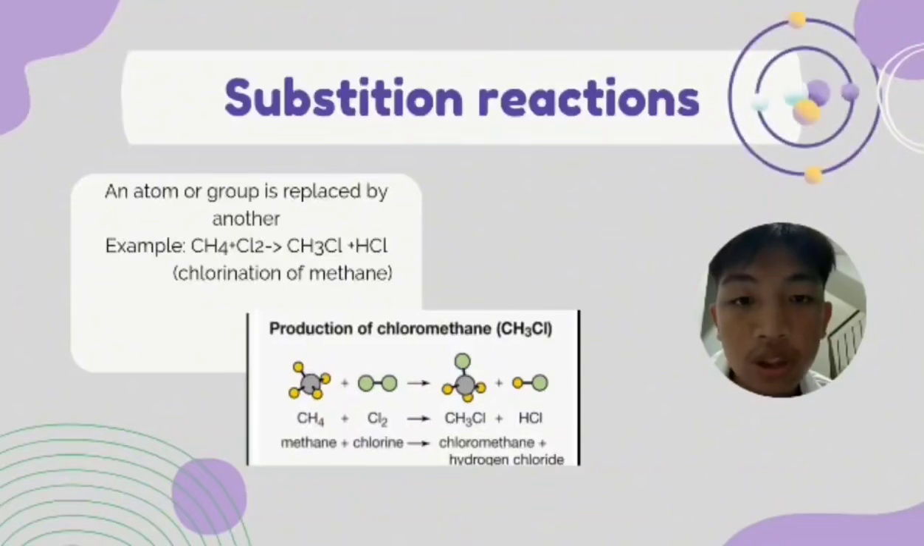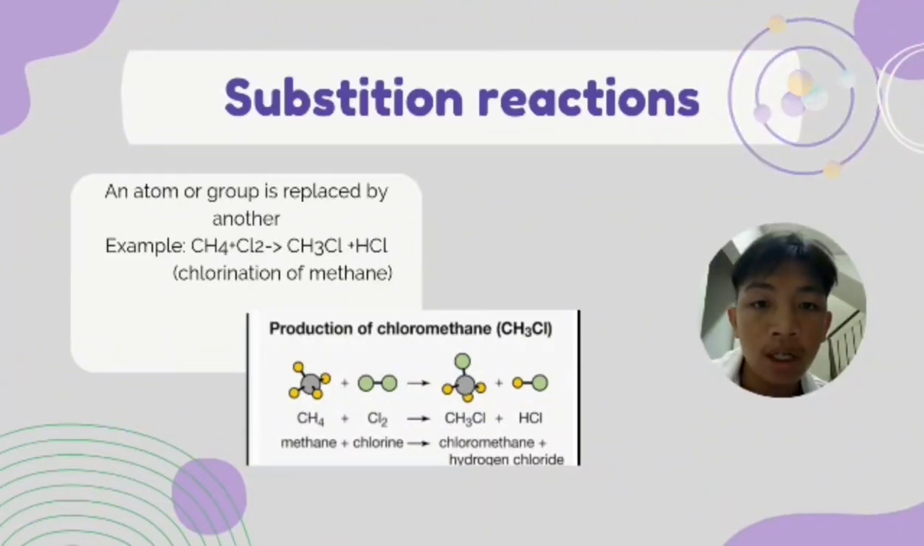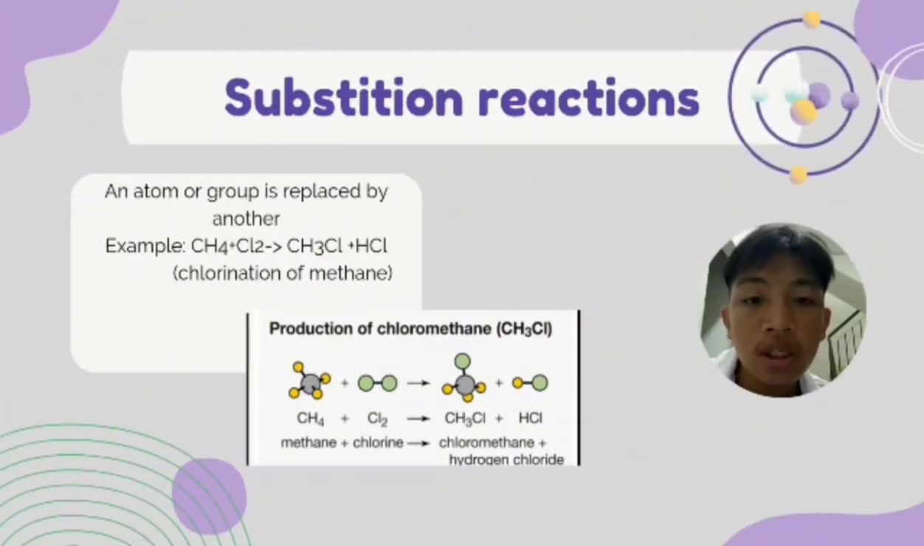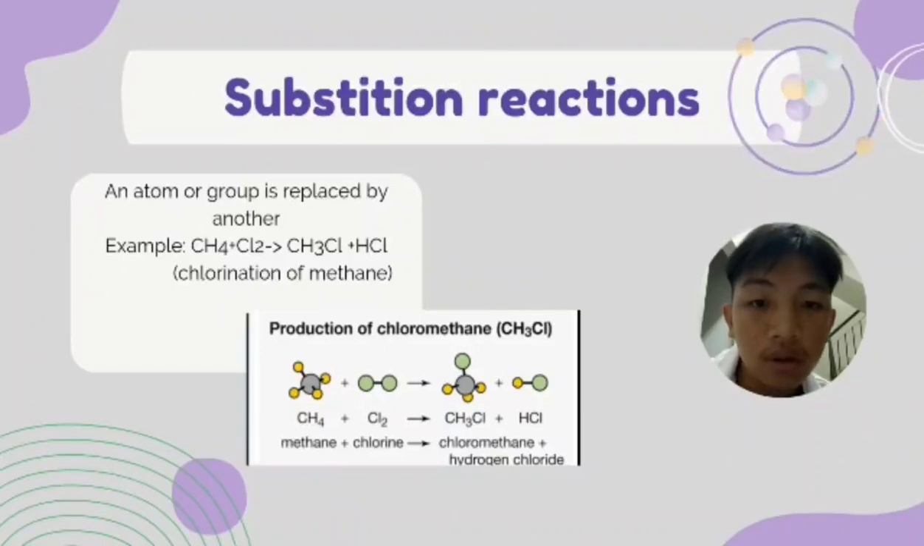In a substitution reaction, one atom or group in a molecule is replaced by another atom or group. This is typical for alkanes and aromatic compounds. For example, in the chlorination of methane, CH4 plus Cl2 will become CH3Cl plus HCl. Here, one hydrogen atom in methane is substituted with a chlorine atom, forming chloromethane.